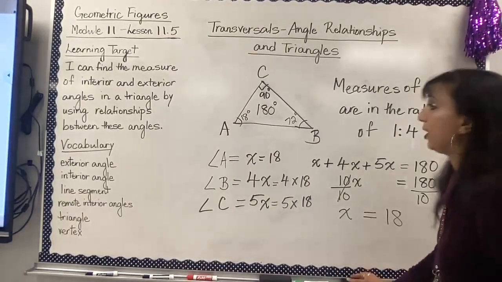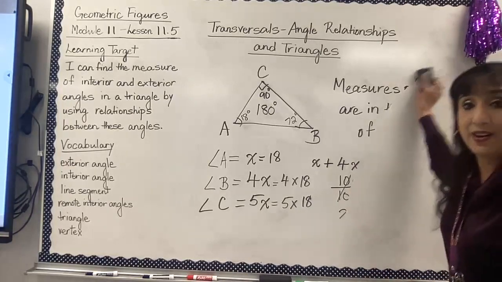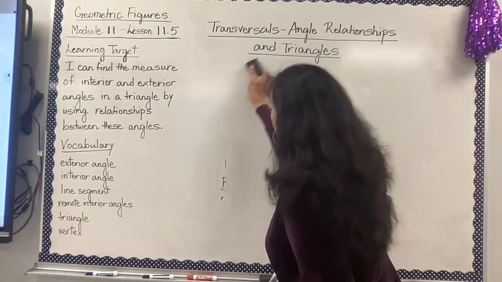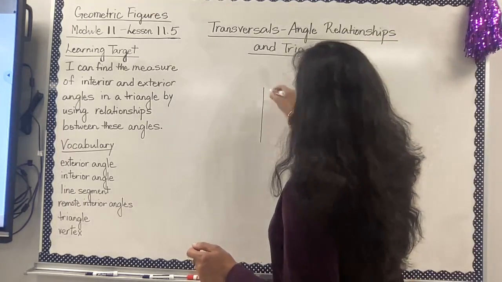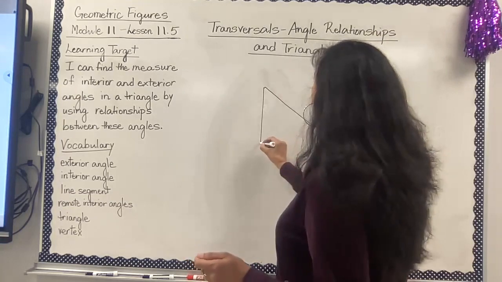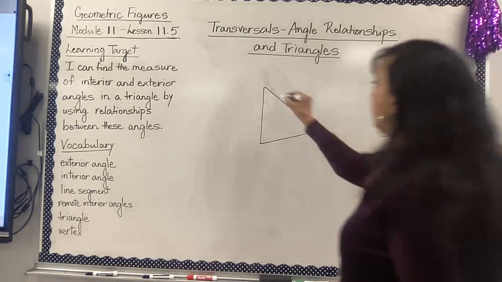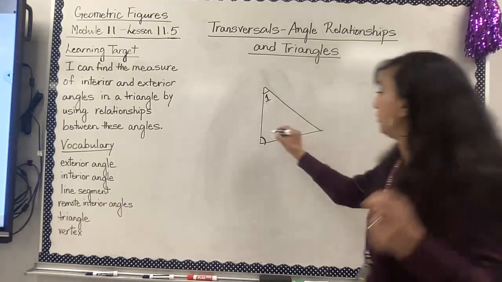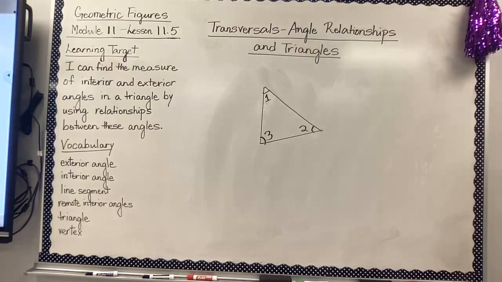Now, we've talked about interior angles. Now, let's quickly discuss what exterior angles are. Okay, so all right. If I draw a triangle like this, and I say this is 1, and I can say this is 3, and this is 2. Okay, now let's look at this.